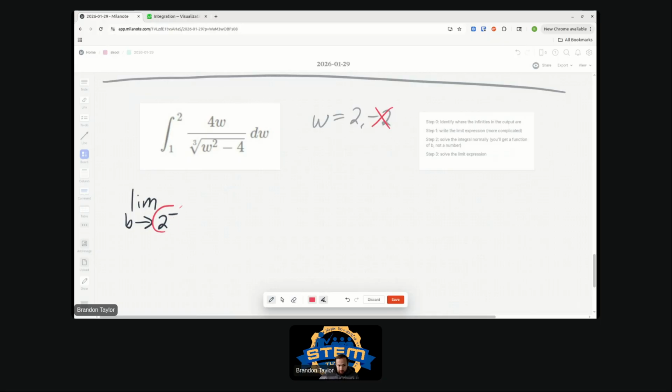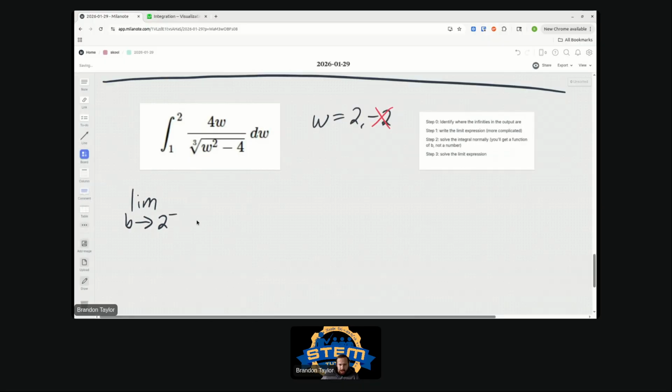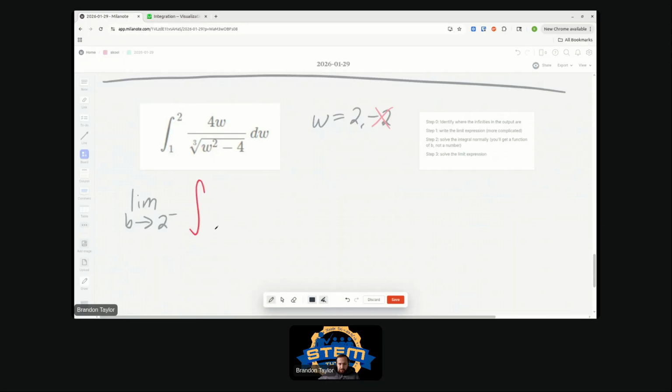Remember, this does not mean approach negative 2. That would be negative 2 right there. The negative or positive here tells us coming in from the right or the left. And you'll see why this is important, actually. I don't think it'll make a difference in this problem, but we'll see. And then I'll rewrite the integral. So integral from 1 to b, and then 4w over the cube root of w squared minus 4, dw.